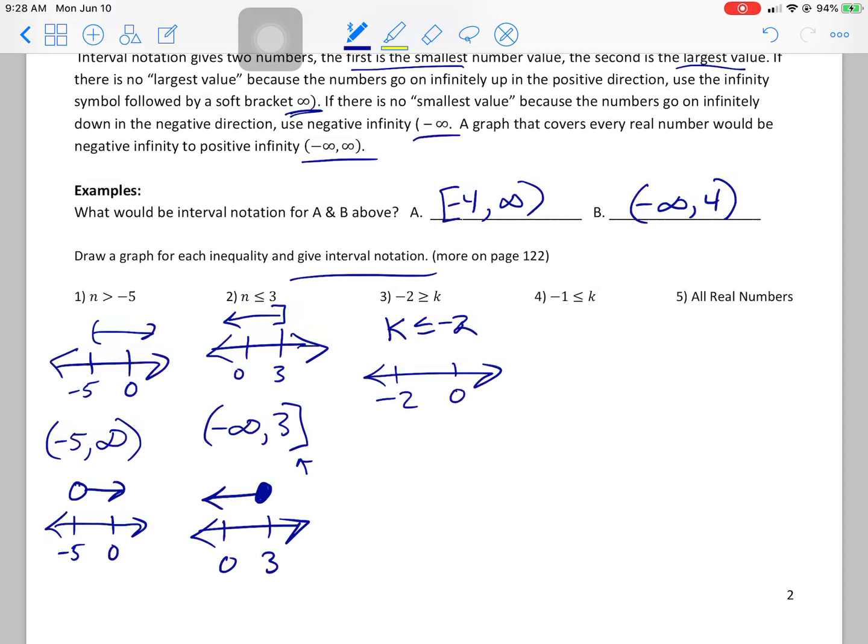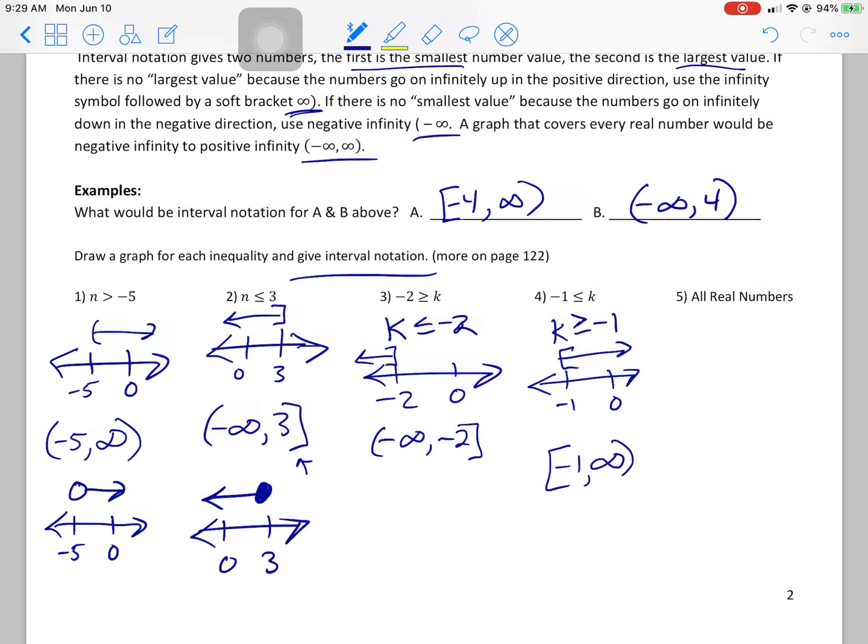Let's see, -2, that'd be 0. So that'd be less than, less than or equal to, hard bracket that way. So alrighty, this one's backwards. Greater than or equal to, and all real numbers. This is where this right here comes in.